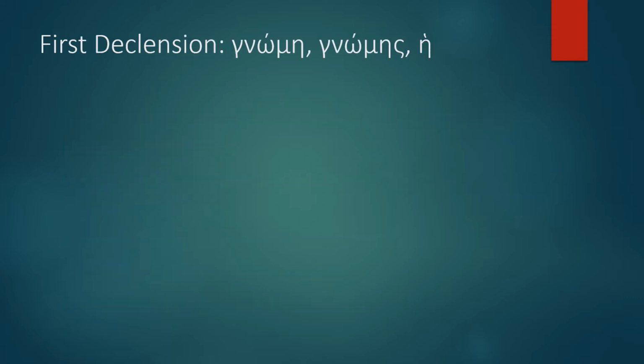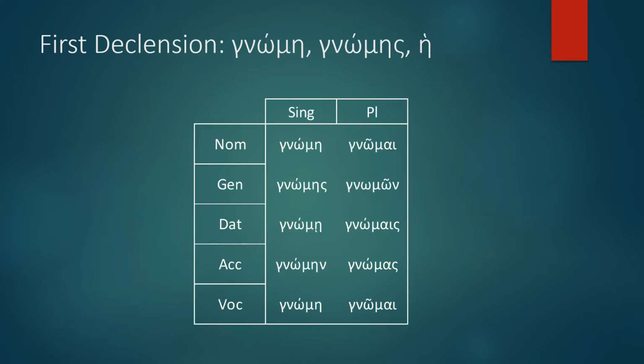Finally, we can talk about first declension nouns. And here we have gnome, which means opinion. Here's the table. Gnome, gnomes, gnome, gnomen, gnome, gnomai, gnomon, gnomais, gnomas, gnomai. Looking at the top, gnome, gnomes, he. Gnome is the nominative singular, gnomes is the genitive singular, and he is the definite article.